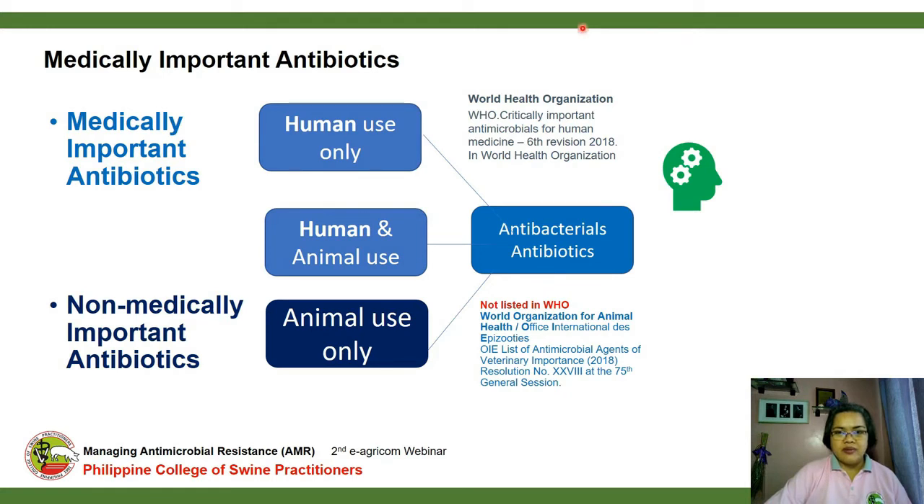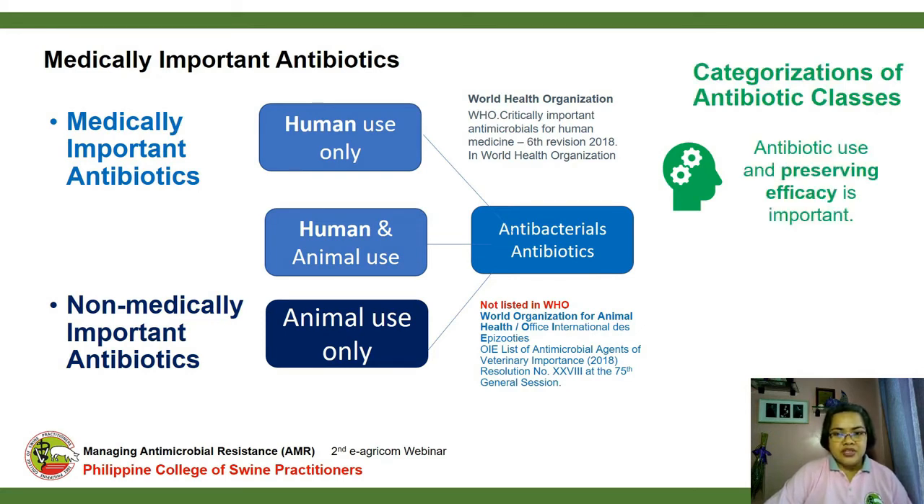We are also aware that there are still a few antibiotics that are only used in animals, and you will see them in the OIE list, or the World Organization for Animal Health. OIE is the French name for that. Now, both WHO and OIE are international bodies that give guidance. Why is categorization of antibiotic classes important? This is to further ensure proper antibiotic use to preserve its efficacy.